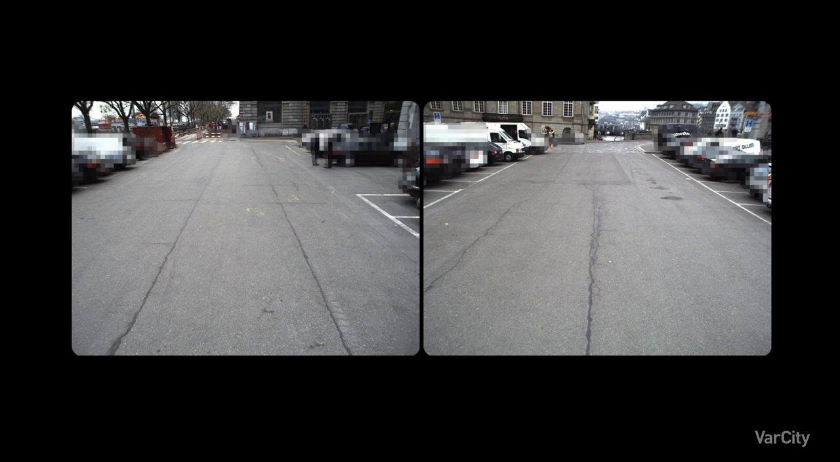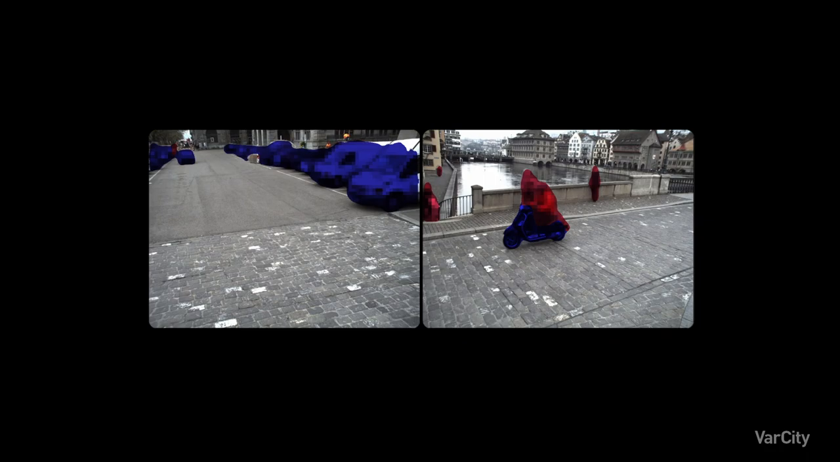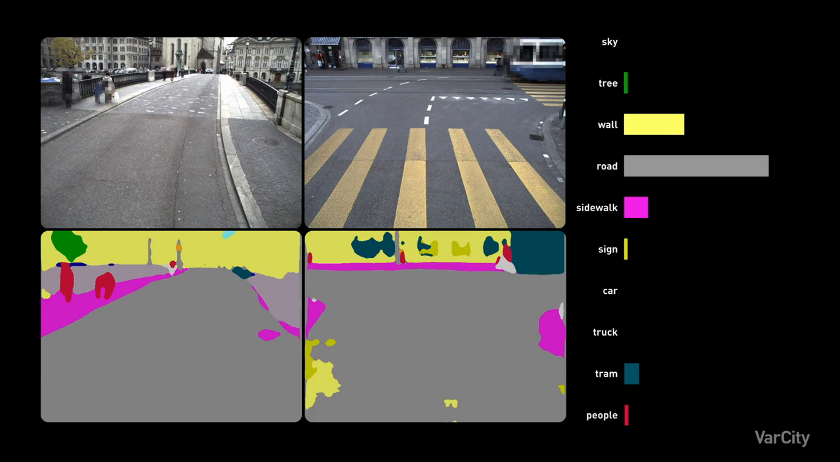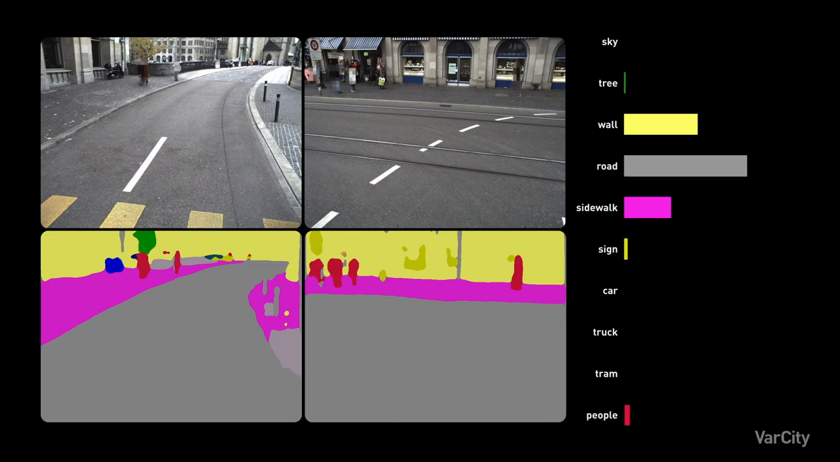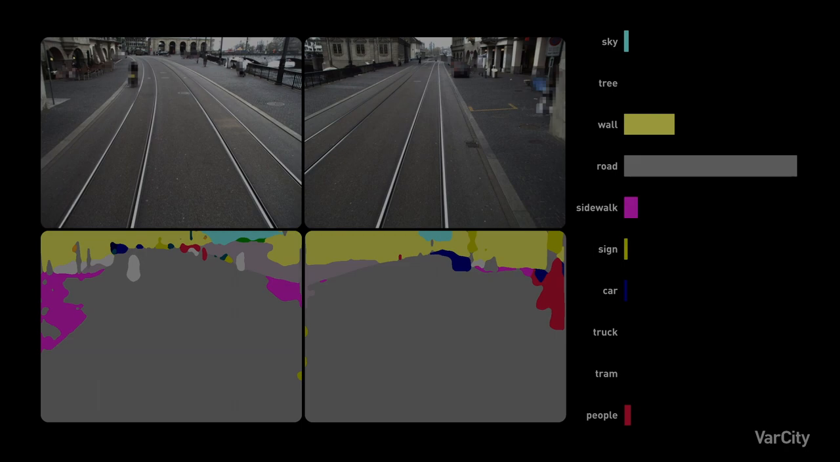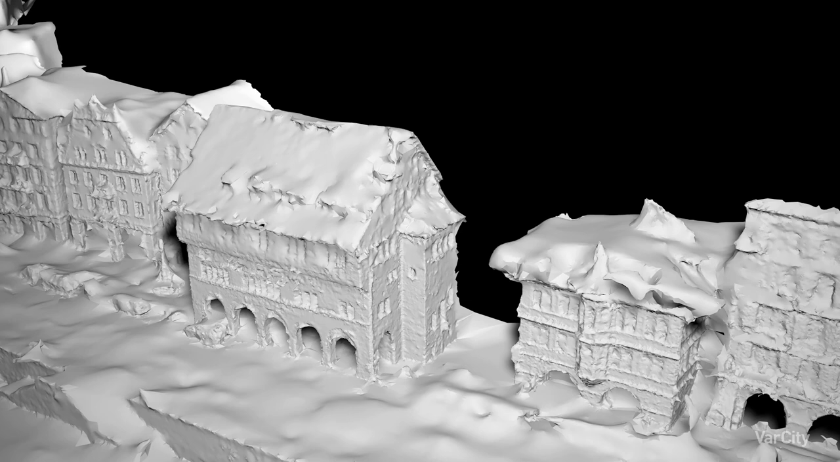A key aspect of VarCity is to understand the city, which requires to infer knowledge from the acquired data. To do so, we automatically segment each image and identify people, cars, motorbikes, buildings, and other categories. The segmentations can be used to protect privacy, as shown here, by pixelization of sensitive areas. Since semantic segmentation on individual images can generate unstable results, we process the data altogether.